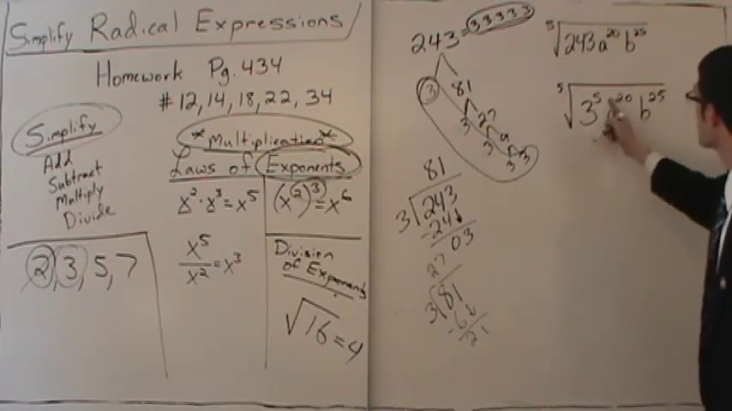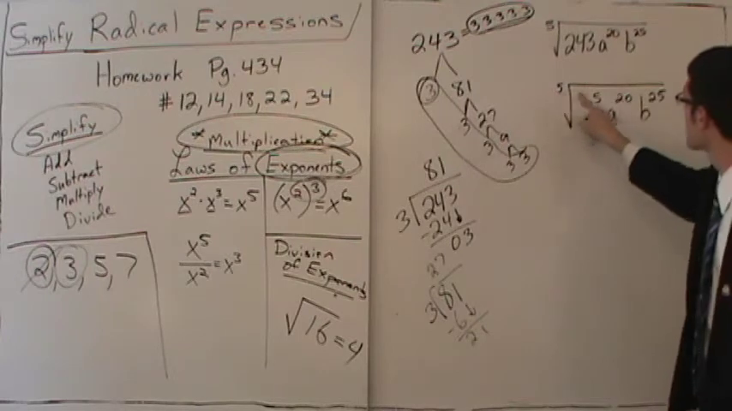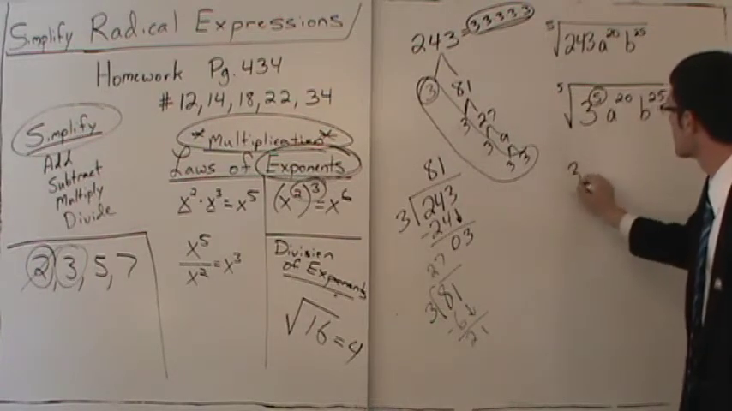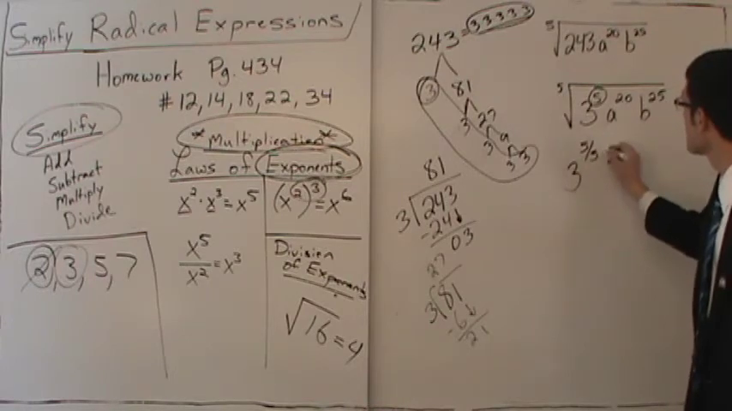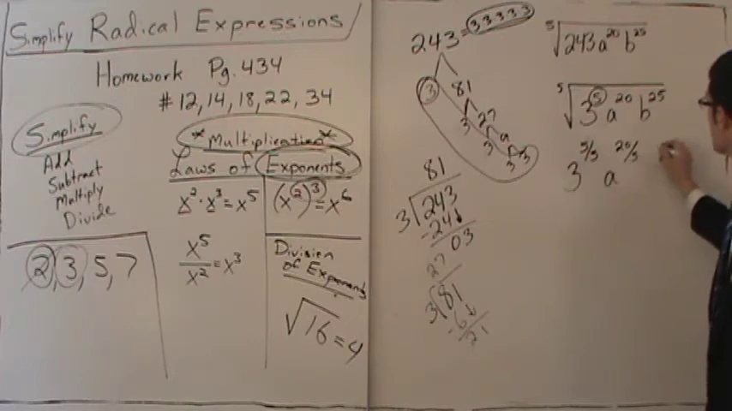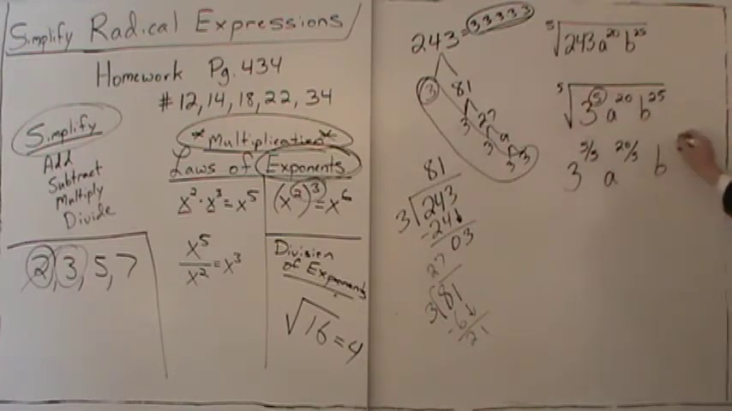And now take each one of your exponents and divide by 5. So we have 3 to the what? Remember, we are dividing exponents, so we're going to have 3 to the 5 divided by 5, a to the what? 20 divided by 5, b to the what? 25 divided by 5. Divide each one by 5.